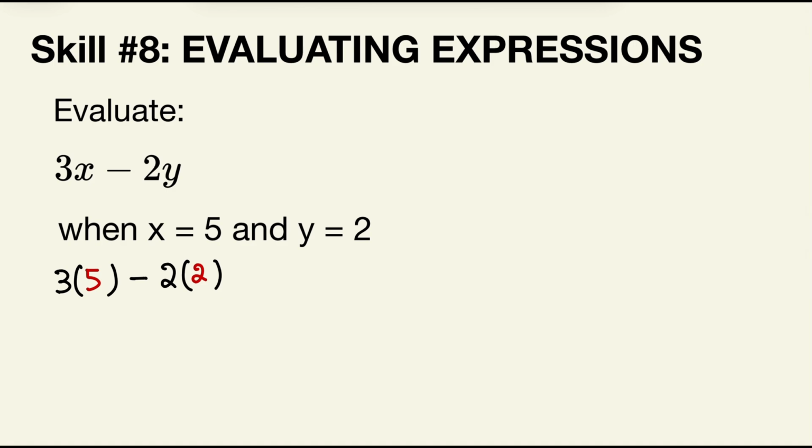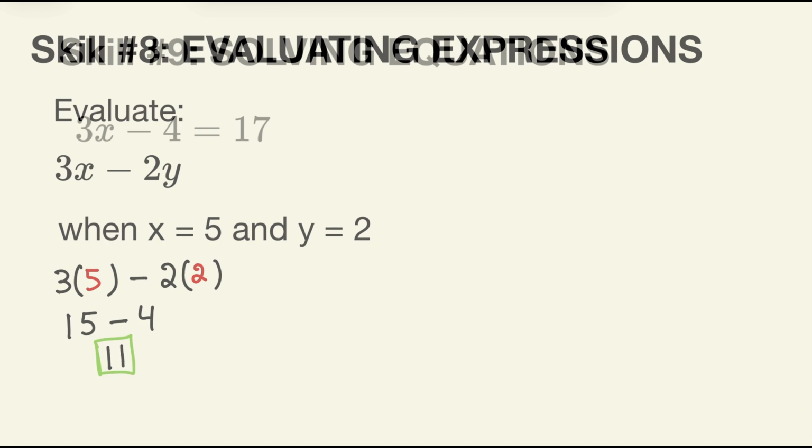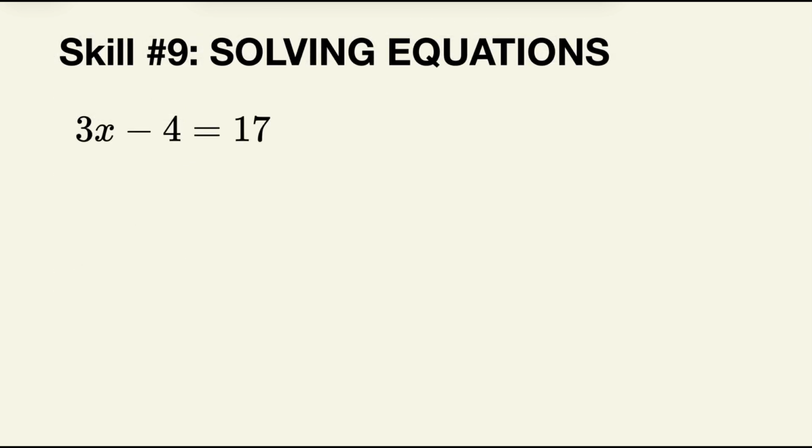3 times 5 is 15. Bring down your minus sign. 2 times 2 is 4. 15 minus 4 equals 11. Final answer. Why it matters? Variables are the language of algebra. So let's go ahead and move on to skill number 9. Skill number 9, solving equations.